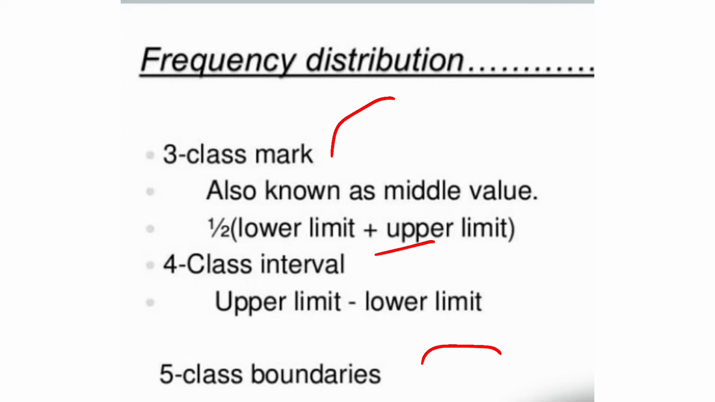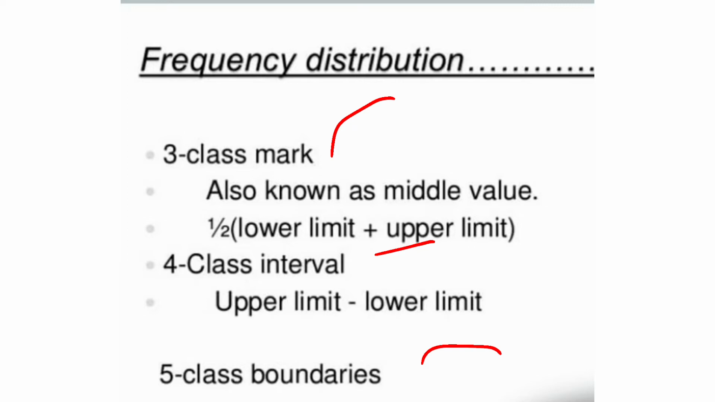Next, moving on to class interval. So class interval is upper limit minus lower limit. What is the upper limit for a class interval 20 to 30? Yes, the upper limit is 30. What is the lower limit? The lower limit is 20. So 30 minus 20 is how much? 10. So 10 is your class interval.